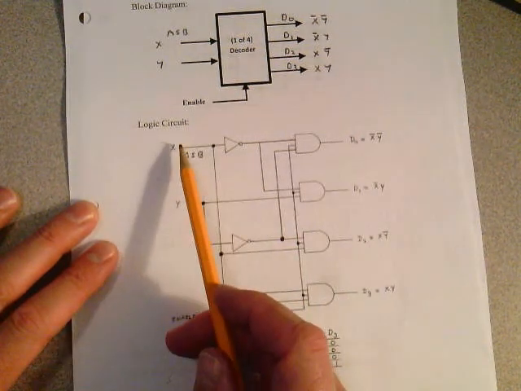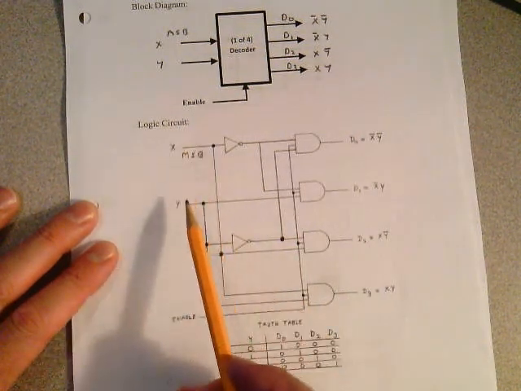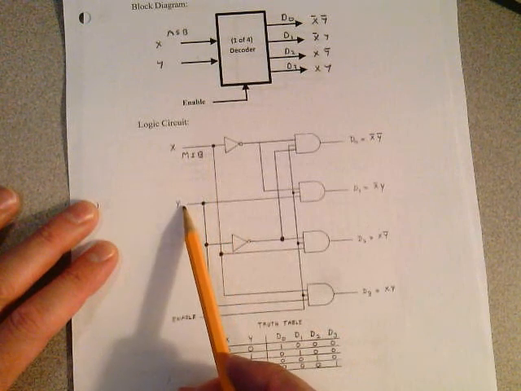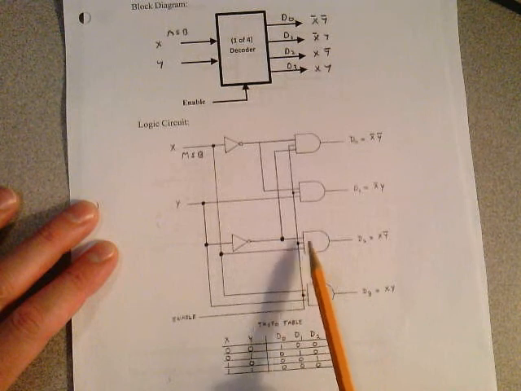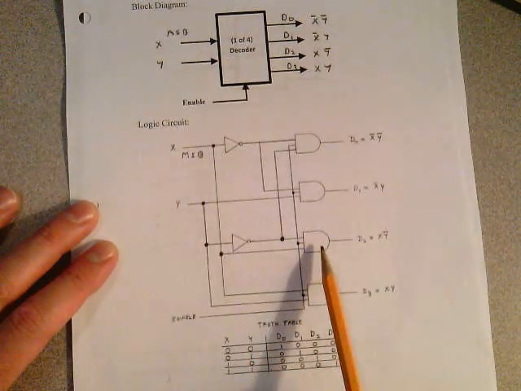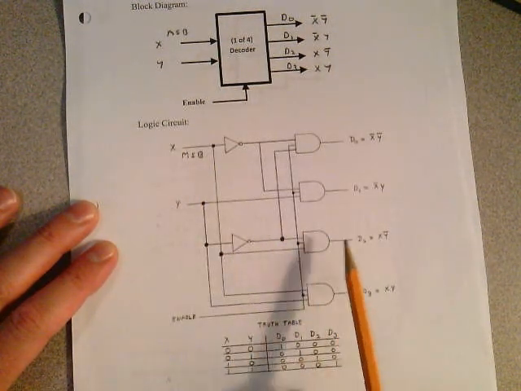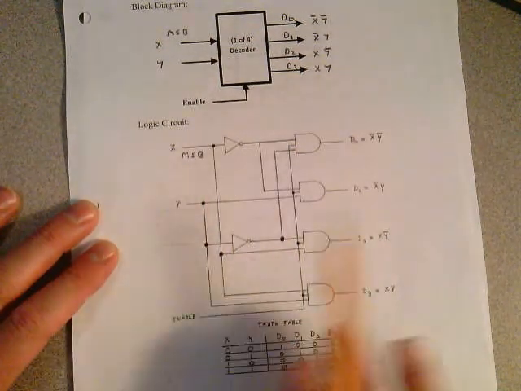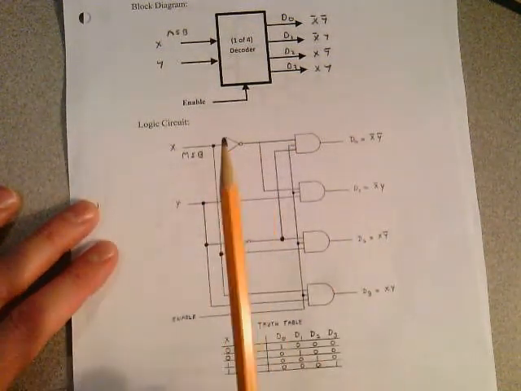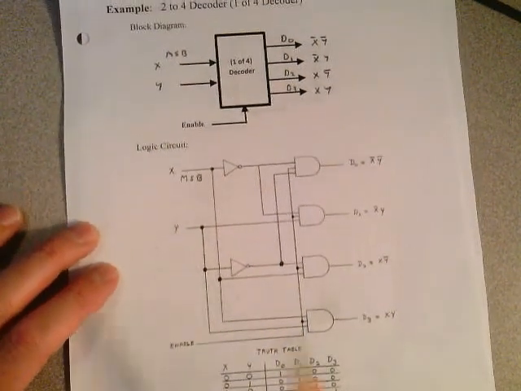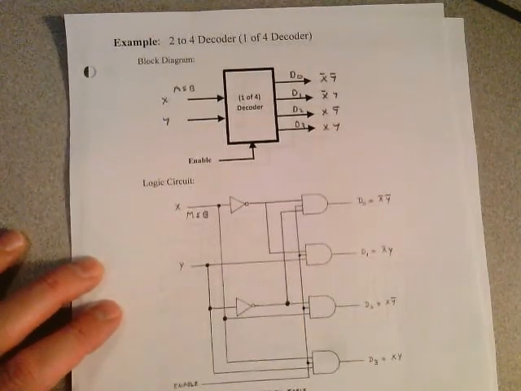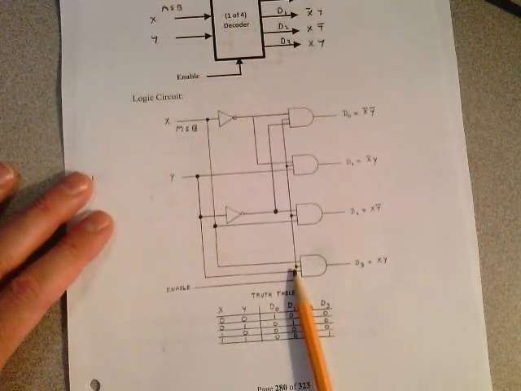If this is a 1 and this is a 0, that's a D2. So the only gate that will have a 1, 1, 1 on it when this is a 1 and this is a 0 will be this gate. You go through that once and you don't have to worry about it anymore. But that's a 2-to-4 decoder, or a 1-of-4 decoder. We'll use it from the block diagram. We don't really care about the internals of it.